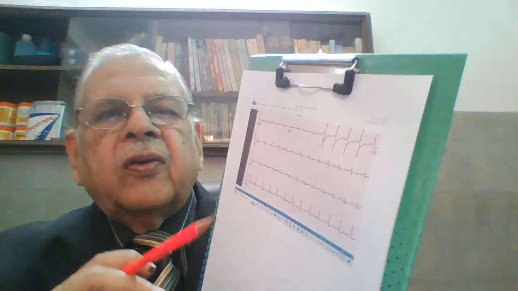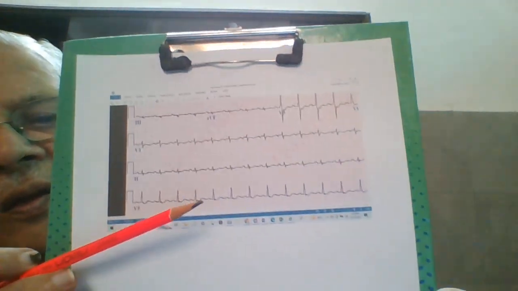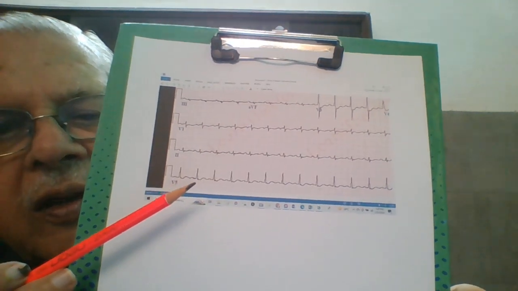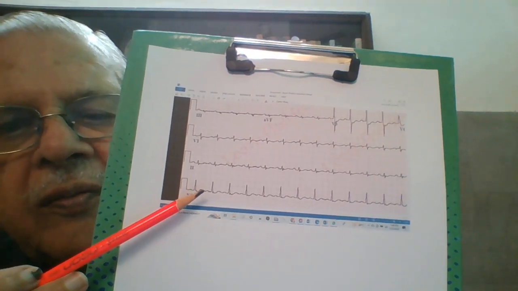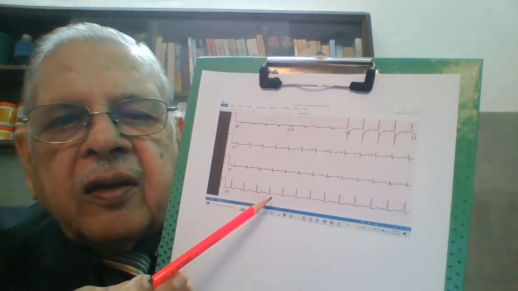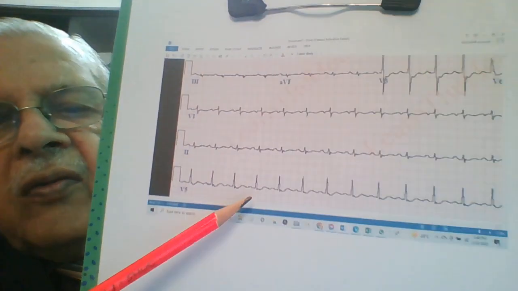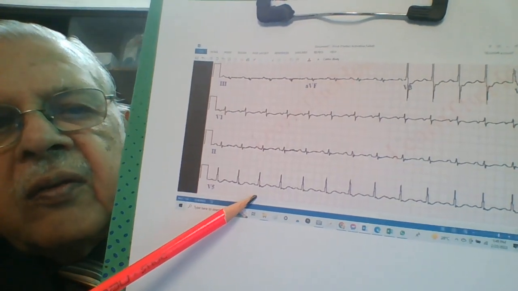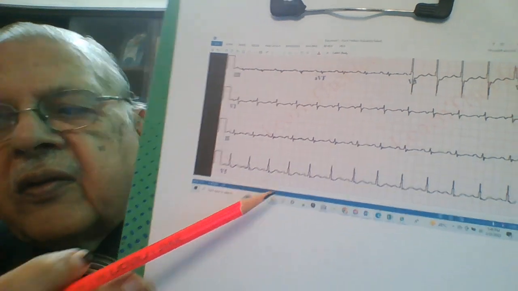And now look at the first diagram again. You see, this is the ST segment which is going down and then merging with the T wave. See, this is the ST segment. This is the ST segment, and it is down sloping ST segment. This is the definite abnormal ST segment.